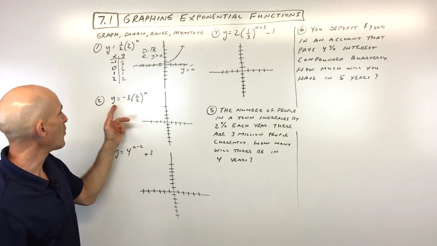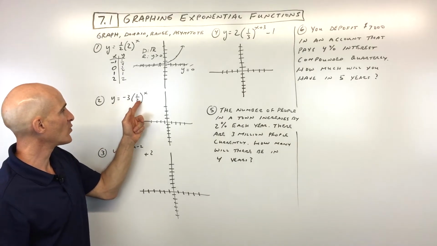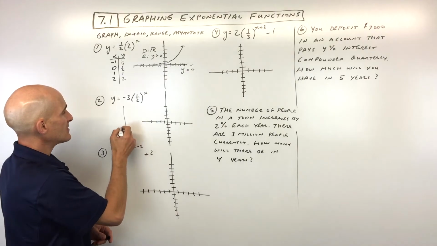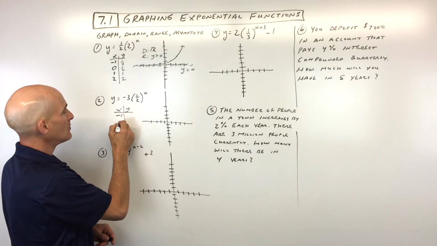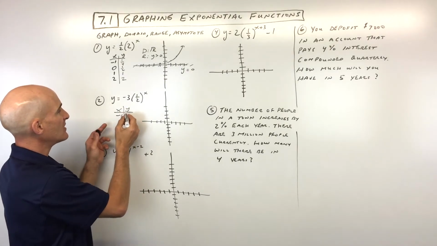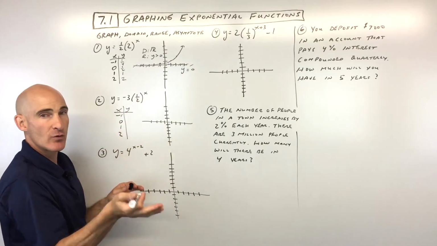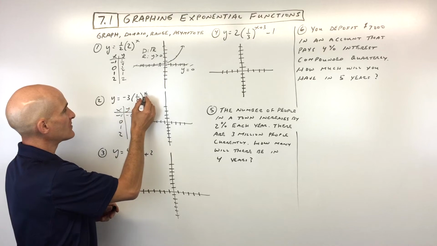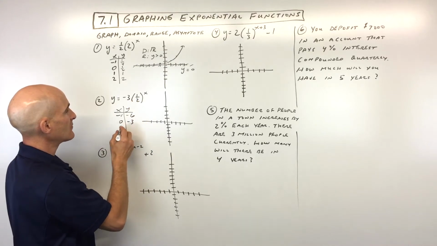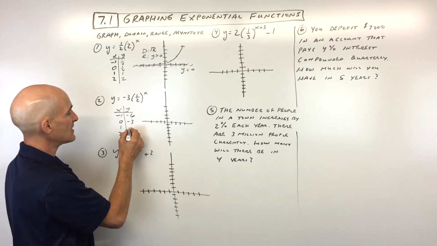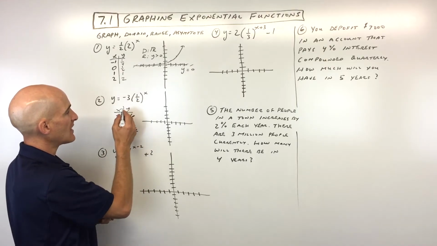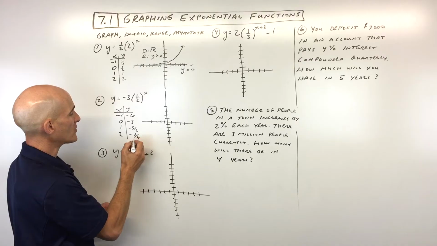So let's look at number 2, y equals -3 times 1/2 to the x. How would you graph that one? Well, if I was going to do it, same idea, I'm going to make a table. Pick some easy values. -1: 1/2 to the -1, we take the reciprocal, that's going to be 2 times -3 is -6. 1/2 to the 0 is 1 times -3 is -3. 1/2 to the first is 1/2 times -3 is -3/2. And 1/2 squared is 1/4 times -3 is -3/4.